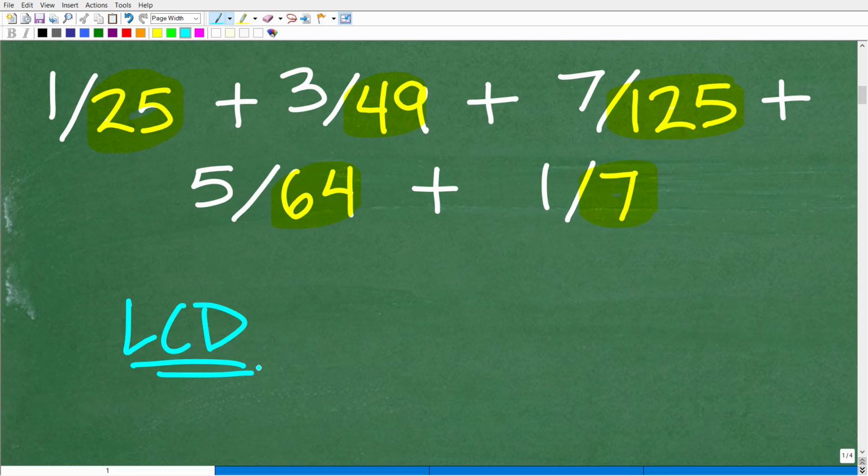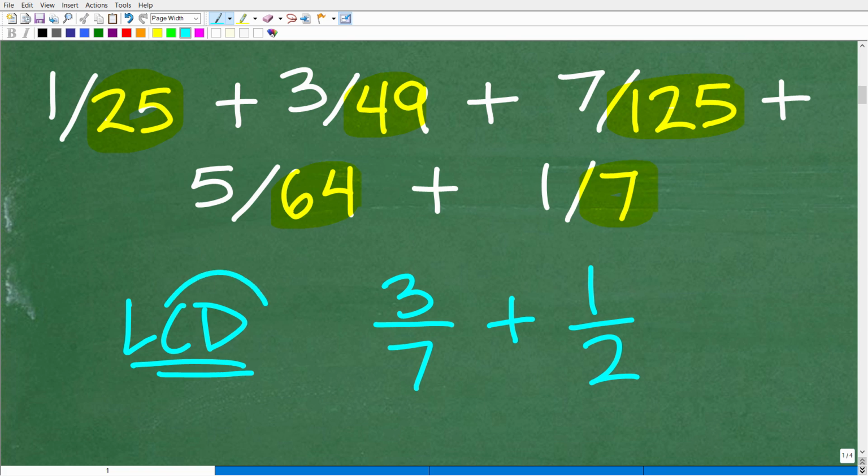Remember, when you're dealing with fractions, you can't add or subtract fractions unless you have the same denominator. In other words, if I had 3 over 7 plus 1/2, I can't add these fractions the way this is, because they don't have a common denominator. There's an infinite amount of common denominators that these fractions have, but we don't want to use a super large common denominator. We always want to try to find the lowest common denominator, and that's the topic of this video.